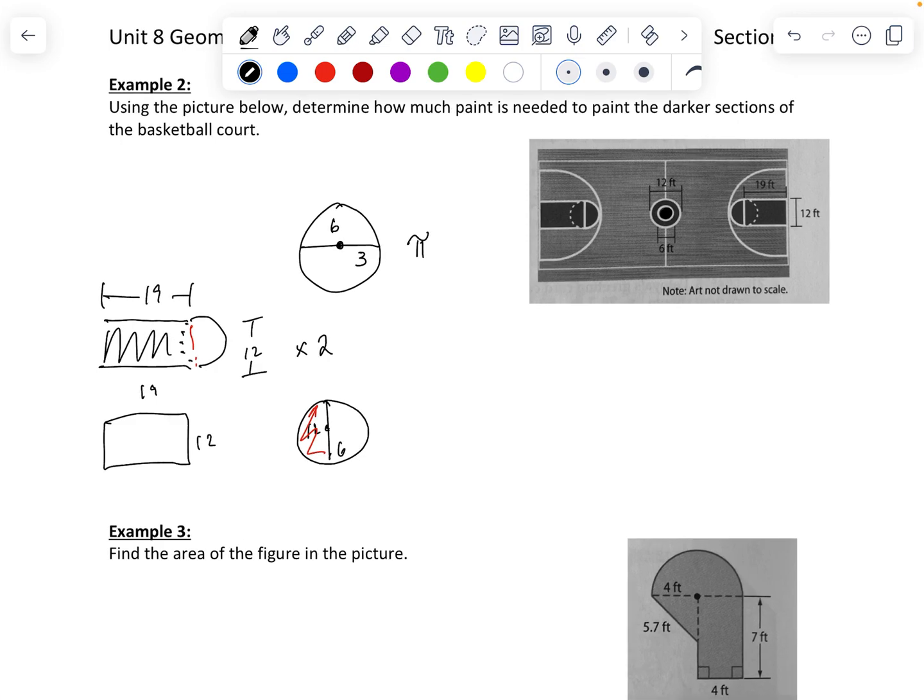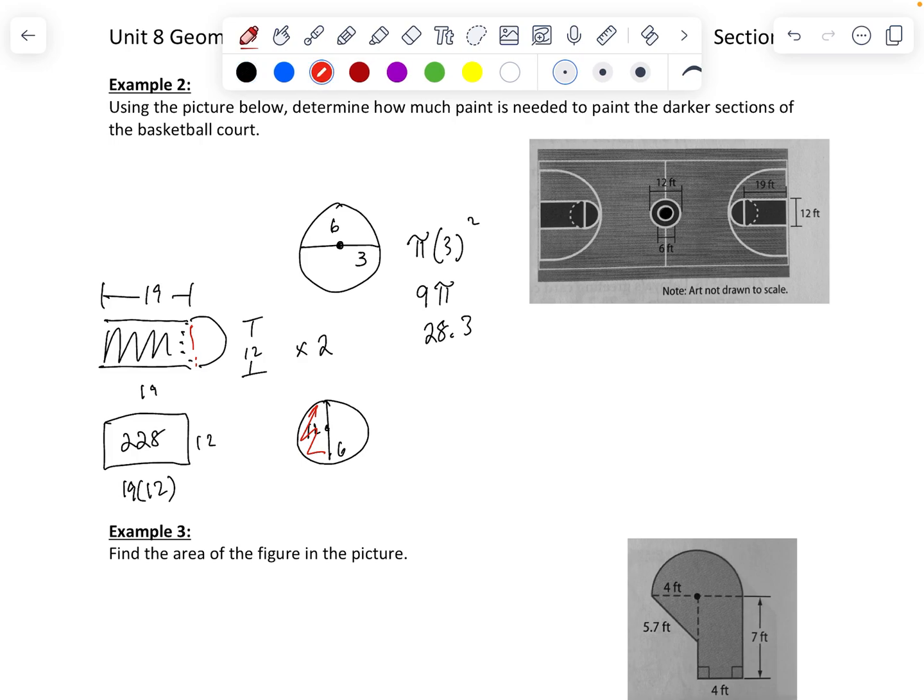This is pi r squared, so 9 pi. Again, go to Google, type in 9 pi, and I get that this is 28.3. Then here, it's a rectangle, so base times height, 19 times 12, gives us 288. Or sorry, 228.